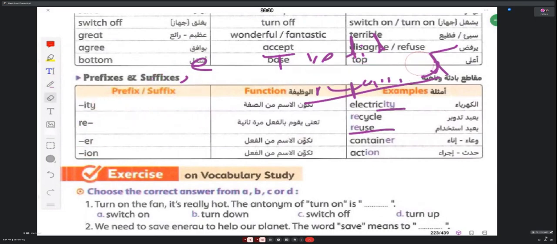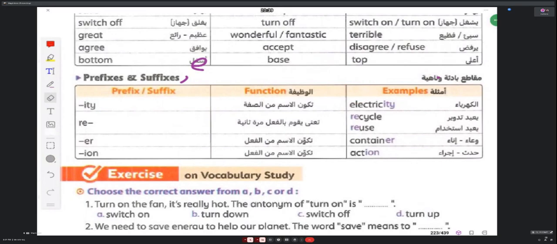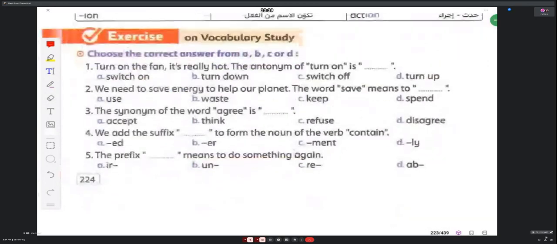Now let's go to the exercise on vocabulary. Number one: turn on the fan, it's really hot. The antonym of turn on is switch off.